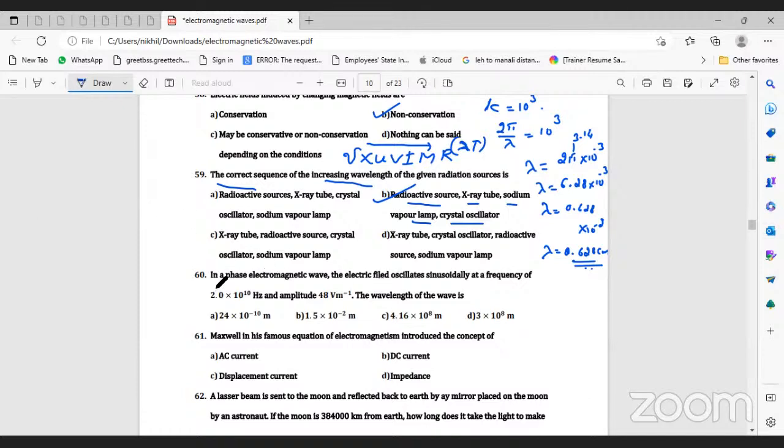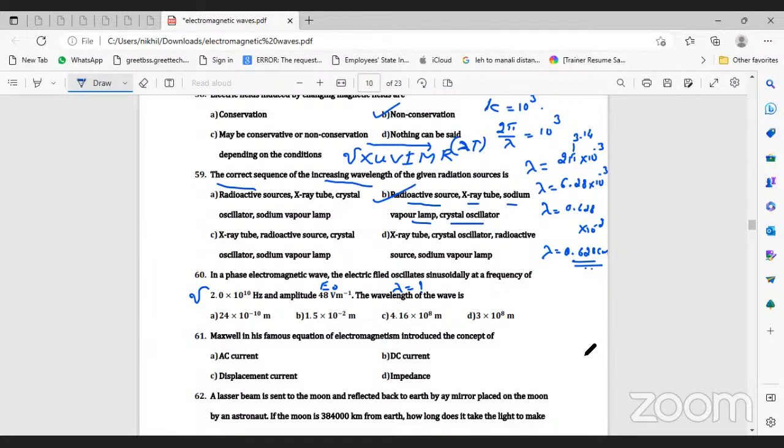Then, in a phase of the electromagnetic wave, it oscillates with a frequency 2 into 10 power 10 hertz, and it has an amplitude of 48 volt per meter. Volt per meter means electric field, E0. They're asking you to find what is the wavelength of the wave, lambda. How to calculate this? E0 is given.